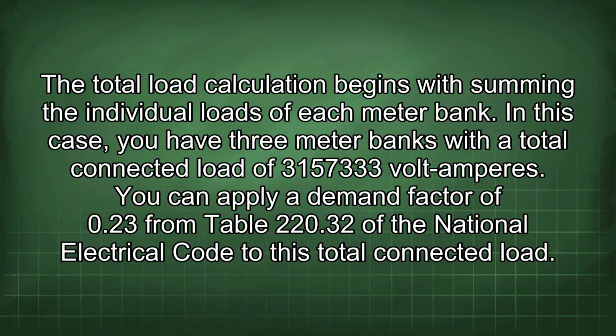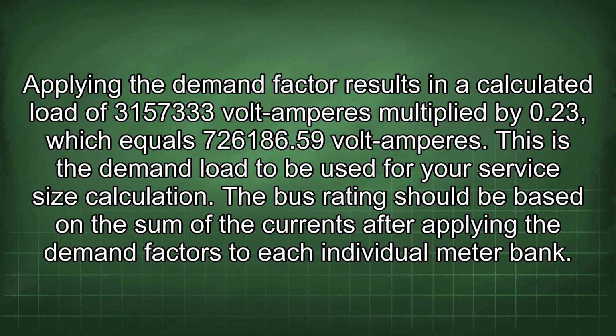3,157,333 volt amperes. You can apply a demand factor of 0.23 from table 220.32 of the National Electrical Code to this total connected load. Applying the demand factor results in a calculated load of 3,157,333 volt amperes multiplied by 0.23, which equals 726,186.59 volt amperes. This is the demand load to be used for your service size calculation.